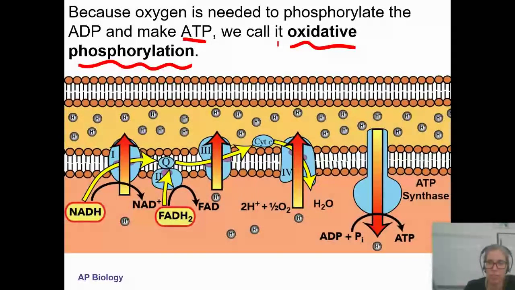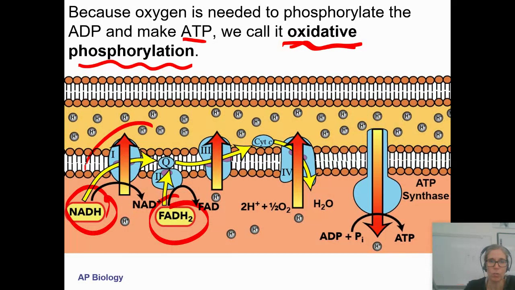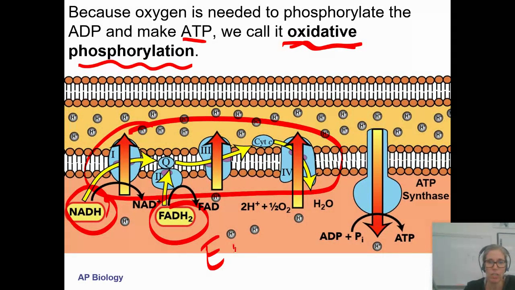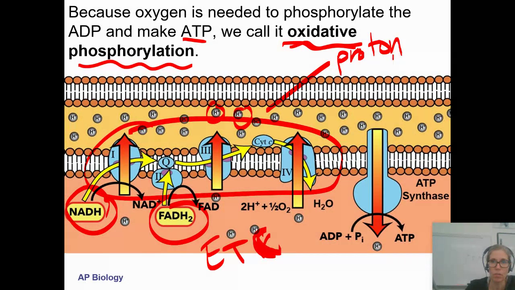You need to know the difference between this and substrate level phosphorylation. So substrate level phosphorylation is just an enzyme grabbing a substrate, taking a phosphate from it, and making ATP. Oxidative phosphorylation is a lot more involved, right? You need to oxidize glucose to put the electrons on these carriers. The carriers have to come over here to the electron transport chain. The electron transport chain has to make a proton gradient.